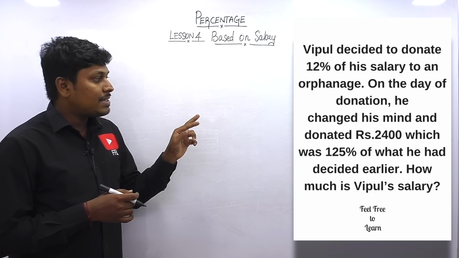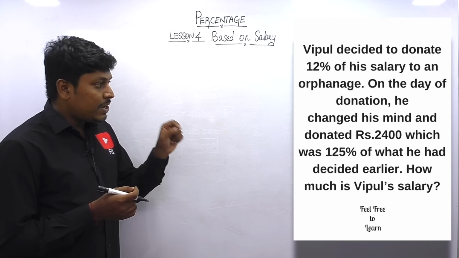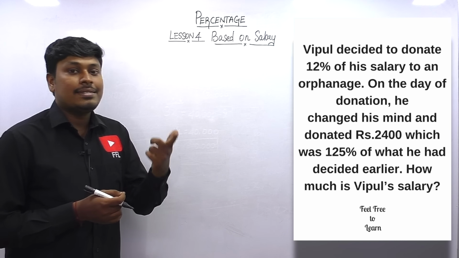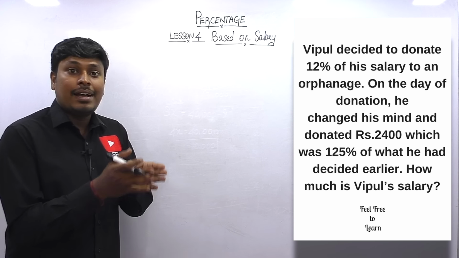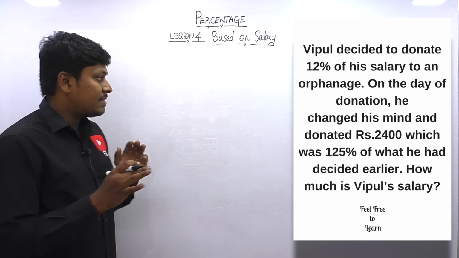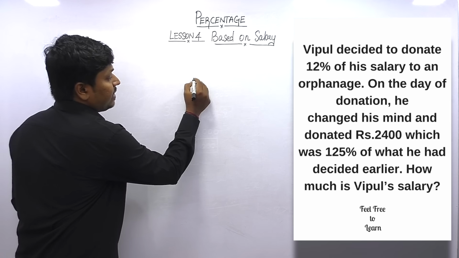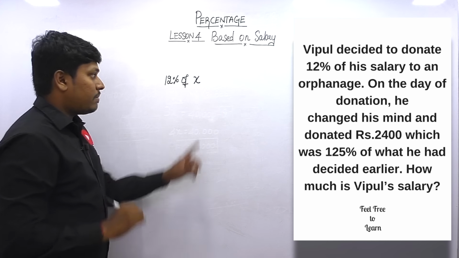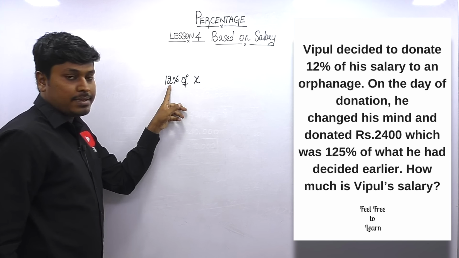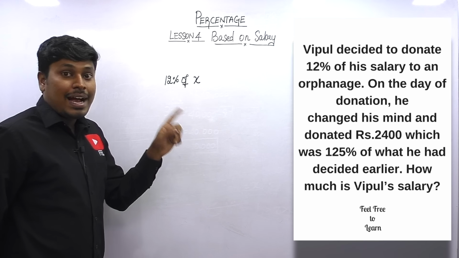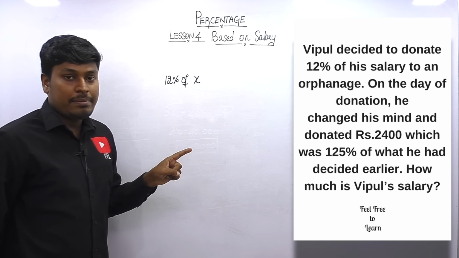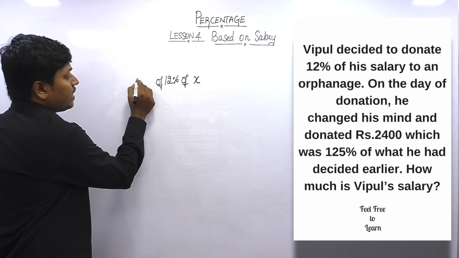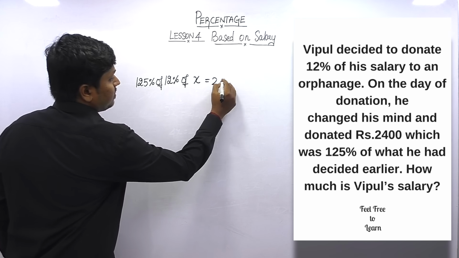From Vipul's salary, he had decided to donate 12% to the orphanage. And on the day of donation, he changed his mind and donated 125% of what he decided earlier. What he decided earlier was to donate 12%, but on the day of donation he donated 125% of that 12%. Listen carefully, there is a format to solve this question. So let me keep Vipul's salary as X. From this salary, he had planned to donate 12% to the orphanage. But on the day of donation, he changed his mind and donated rupees 2,400, which is 125% of what he decided earlier. Friends, got it?